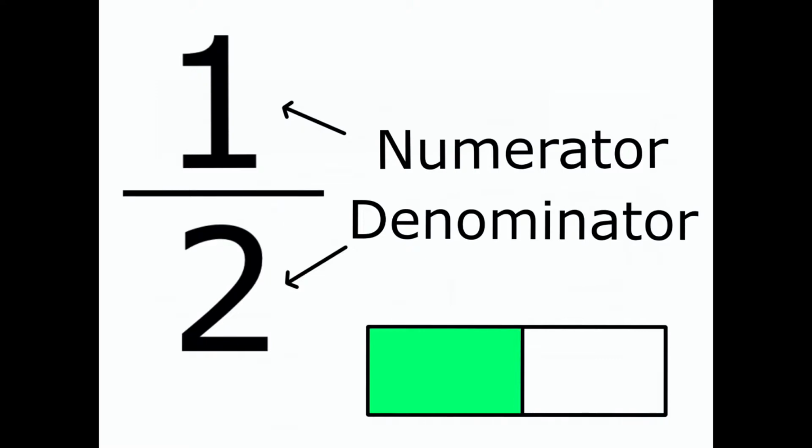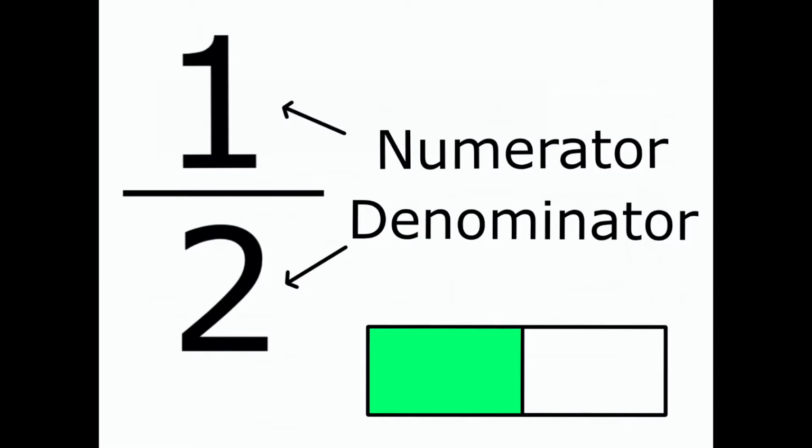Let's take a look at some vocabulary. The number above the bar is called the numerator. That number represents how many parts are present in the whole. The number below the bar is called the denominator. This number represents how many parts there are total in the whole.